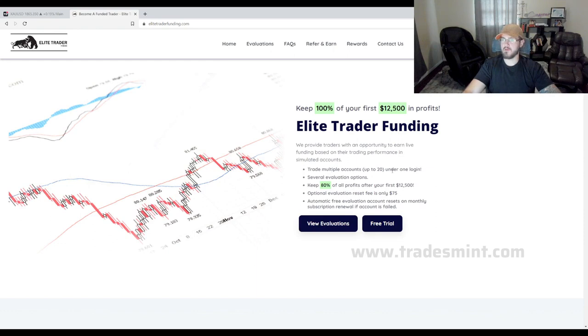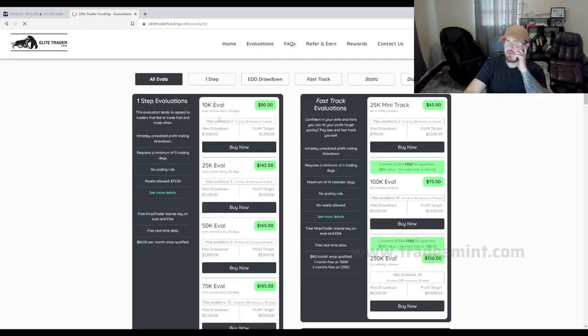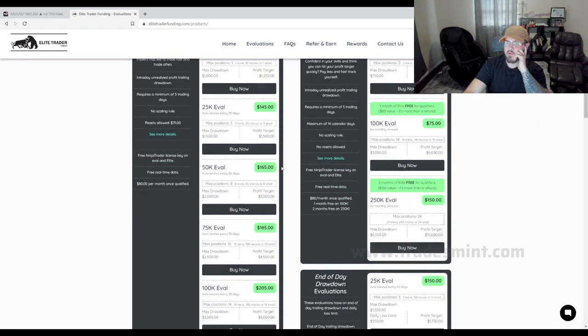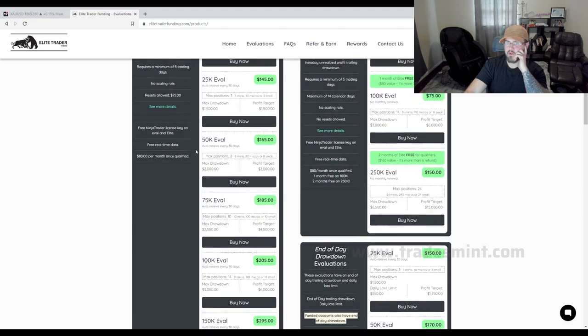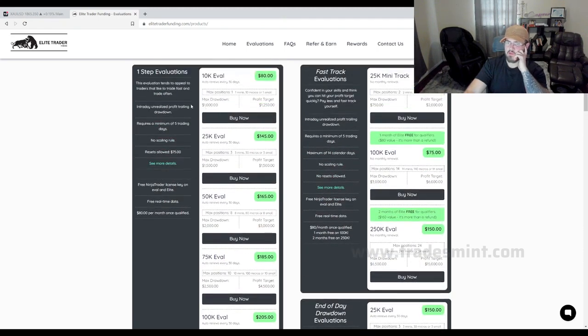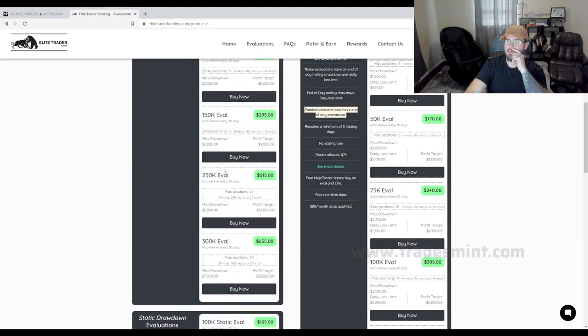That's pretty cool. You can trade multiple accounts under one login. Keep 80% after your first 12,000. Original evaluation reset fee is only $75. Wait, what? Hold on, what are the rules? These are cheap. A one-step evaluation. Oh, you can go down 10%. Okay, let's look for the rules. Oh, no, no. So once you get the higher ones, yeah.